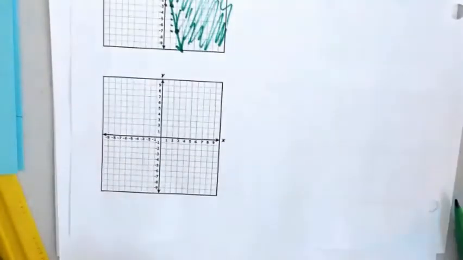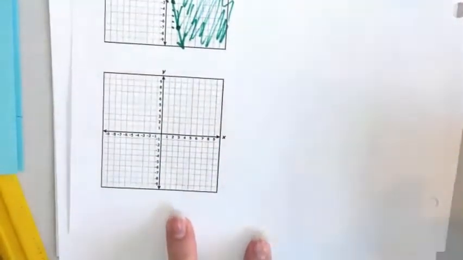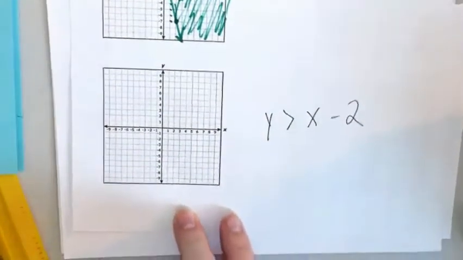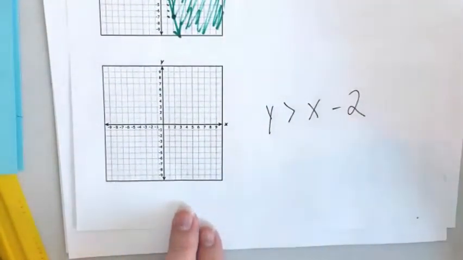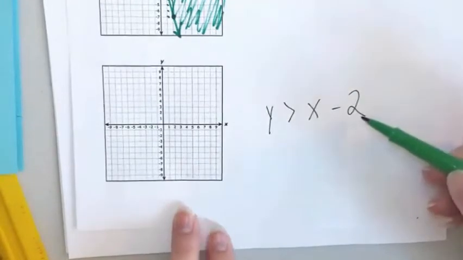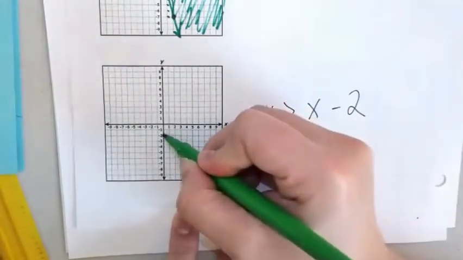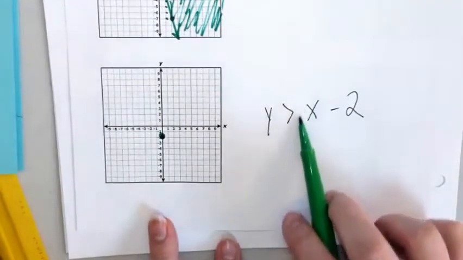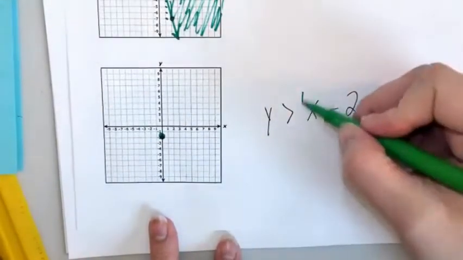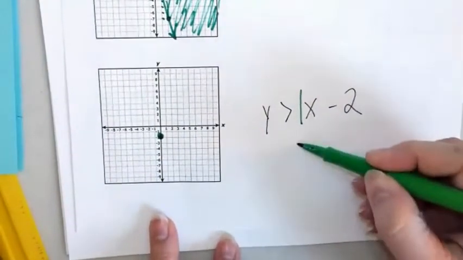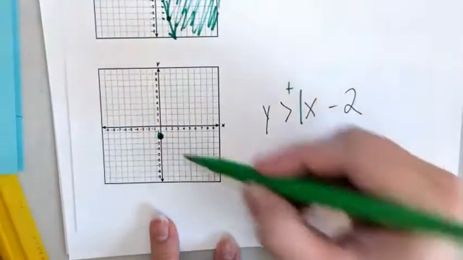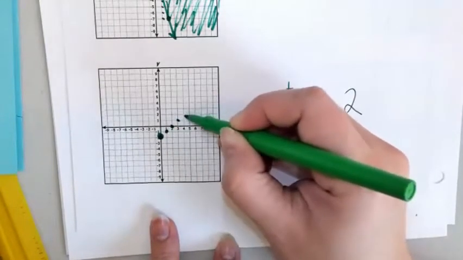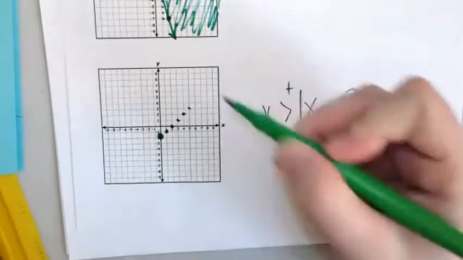All right, last one. Y is greater than x minus 2. All right, where do we start? Well, start at your y-intercept, negative 2. So I'll go down 2 and put a point. What's the slope? What's the number that's invisible here? It's a 1. So that means I go up 1 over 1 because the slope is positive. Up 1 over 1. Now I can extend that out.